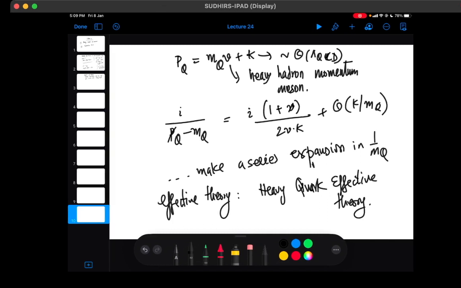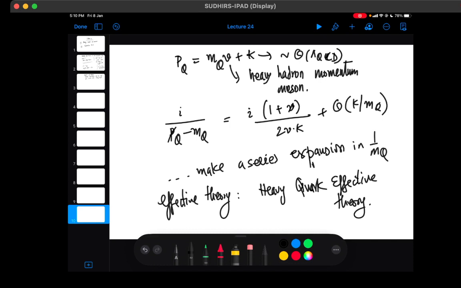Now, this is typically used to understand B mesons, and also charm mesons. It works very well with the B mesons. In certain cases, it also works very well even with charm mesons.